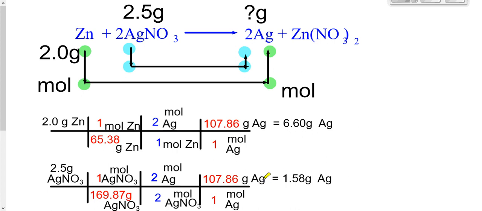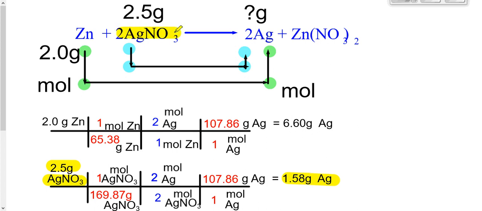Clearly, if we start with the silver nitrate, we get much less grams of silver produced. Once we've produced 1.58 grams of silver, there is no more silver nitrate available to react with the remaining zinc. So only 1.58 grams will be produced. In this case, silver nitrate becomes our limiting reagent.